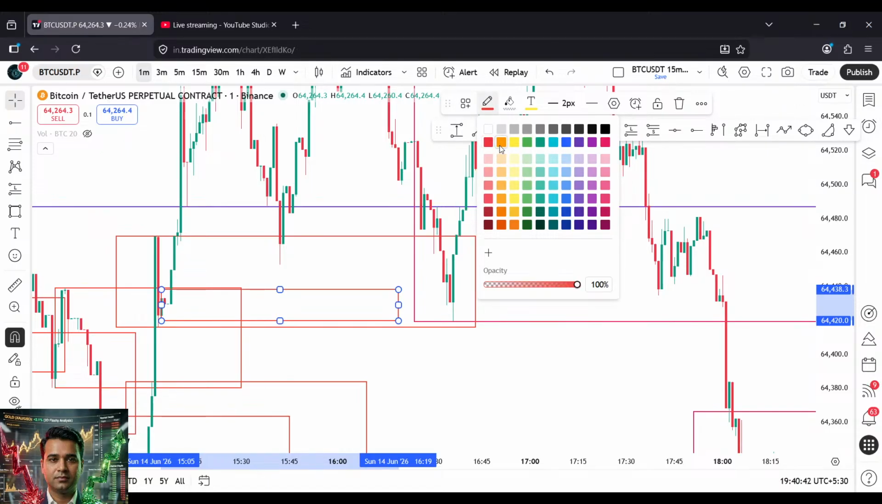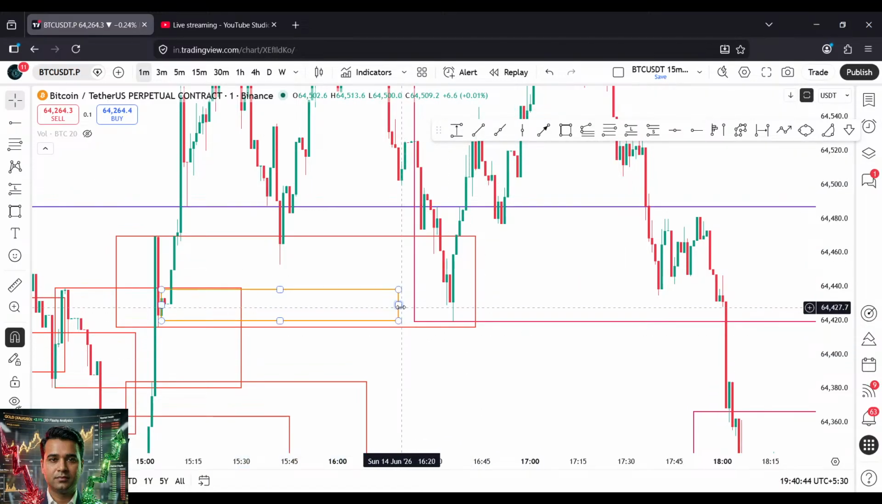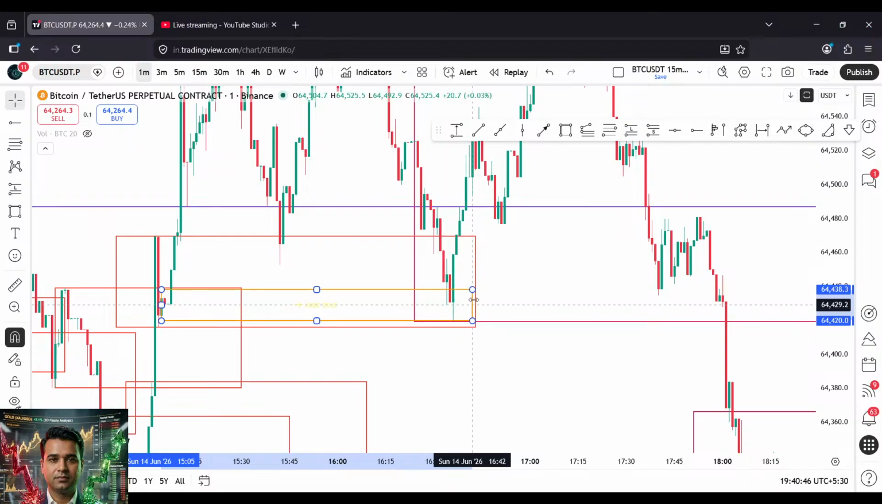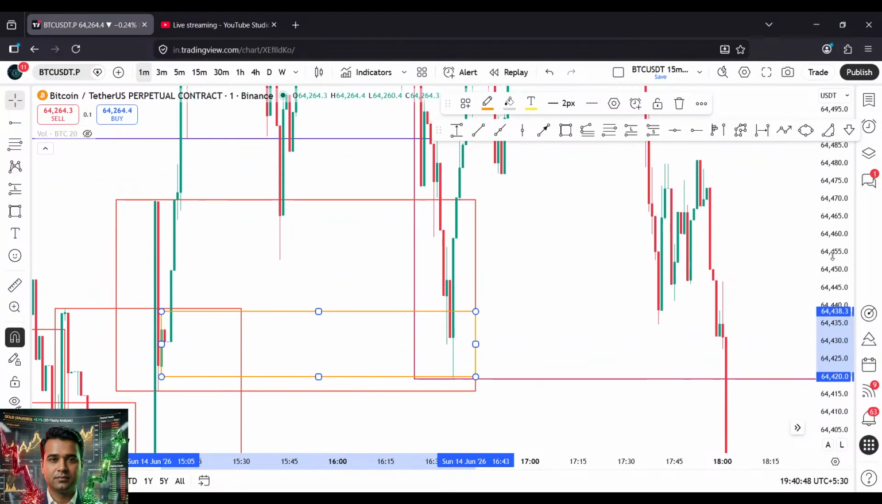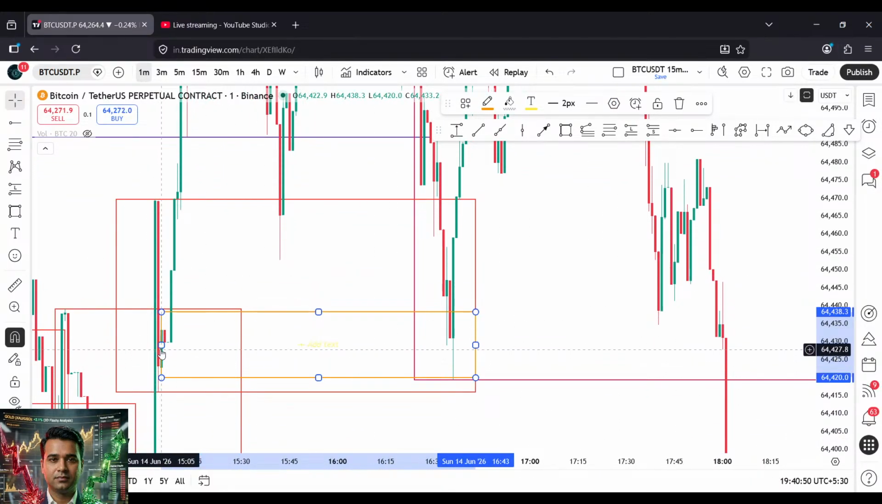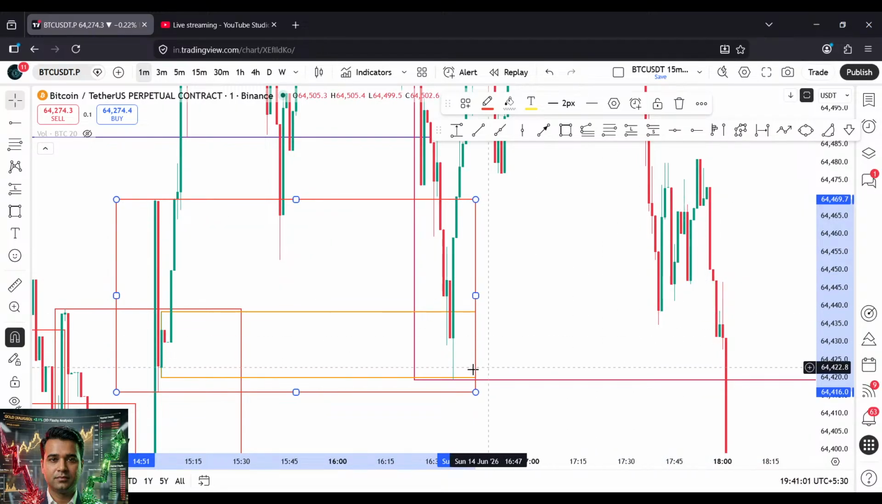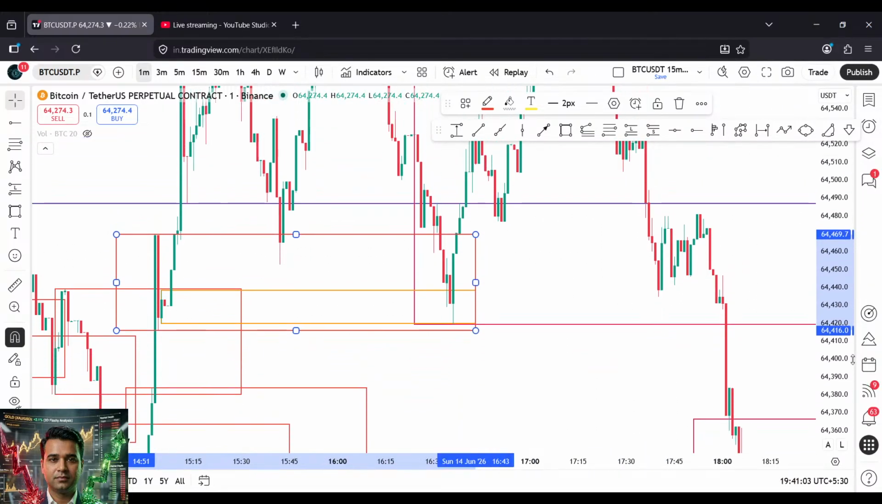Orange color. Okay, this one. Okay, OR. And if you look at here, price just crossed below this OR. Price just crossed to the downside of this OR, which means this zone has been engulfed. This OR engulfed this OR.